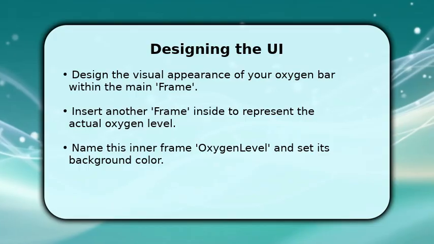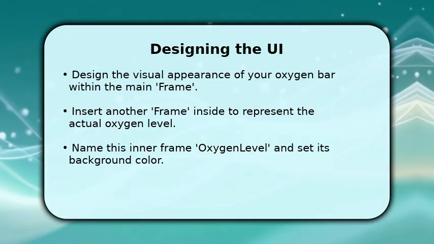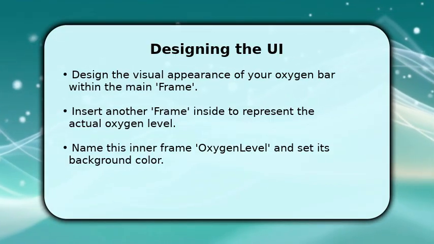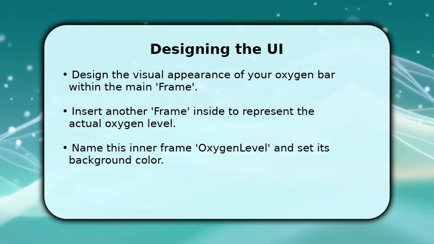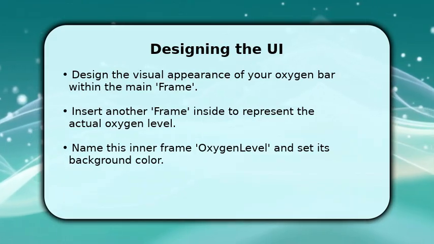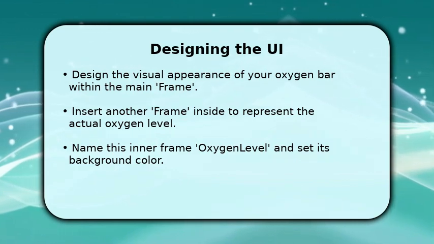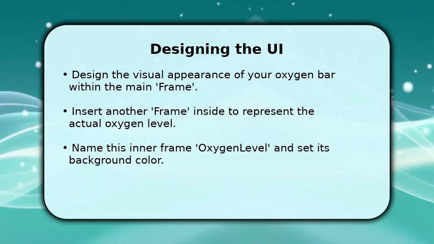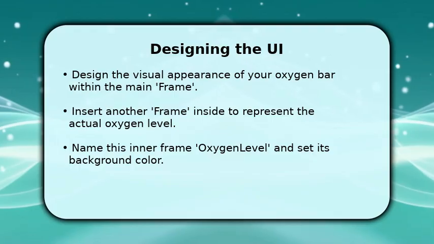Inside the main frame, insert another frame to represent the actual oxygen level. Name this inner frame oxygen level. Adjust its background color to a vibrant blue or green, making it easily distinguishable. Set its initial size to match the outer frame, indicating full oxygen. You can also add a text label to display the current oxygen percentage, perhaps positioned above the bar. Ensure all UI elements have appropriate anchor point and position properties for consistent scaling across devices.